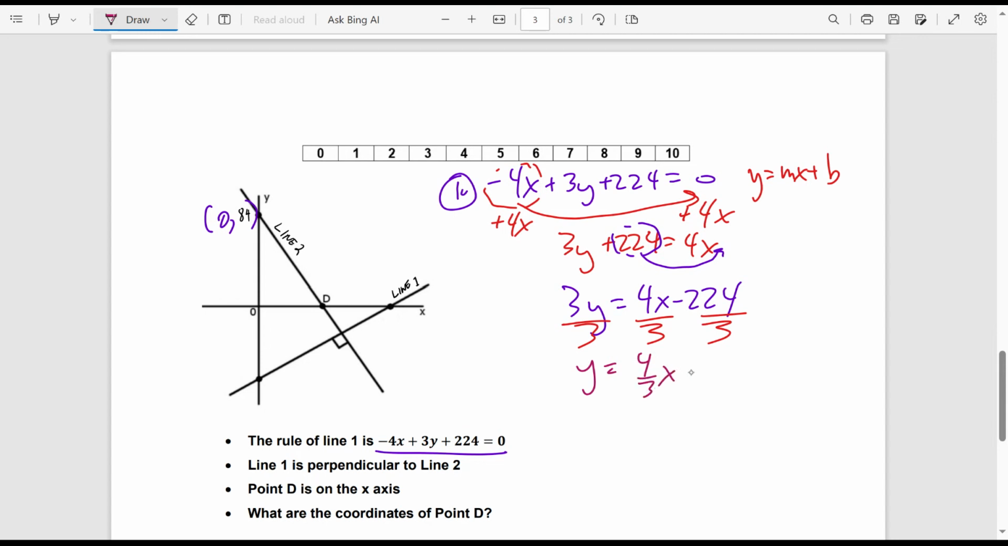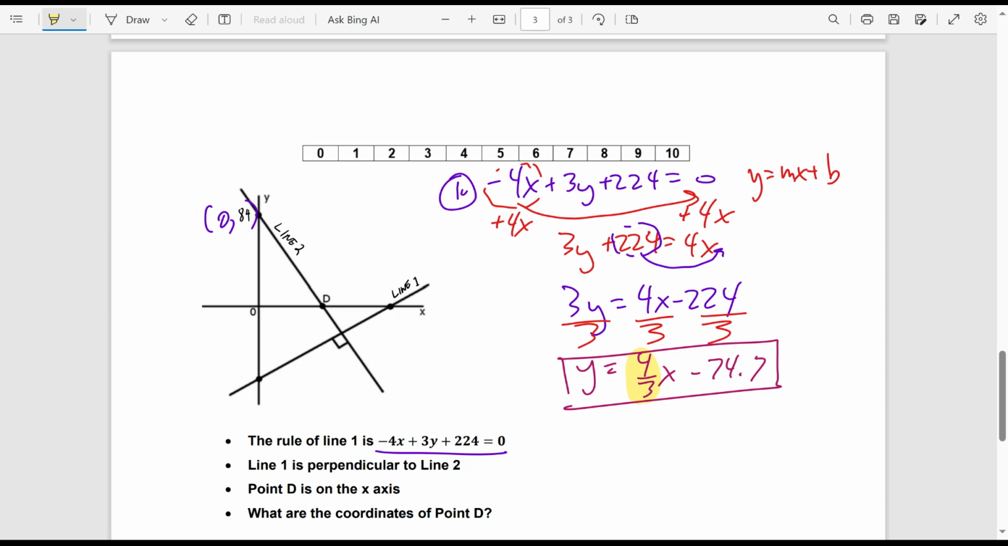You can still do it the other way if you want. It's an ugly number here, so 74.7. So that's the rule of this guy here. Weird and ugly, but all I care about is that slope right there. That's all I care about.